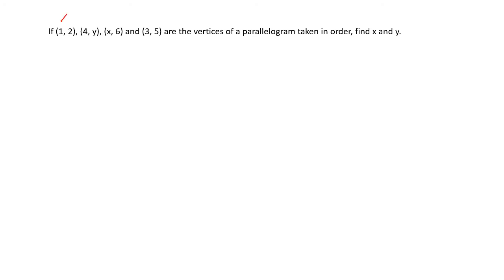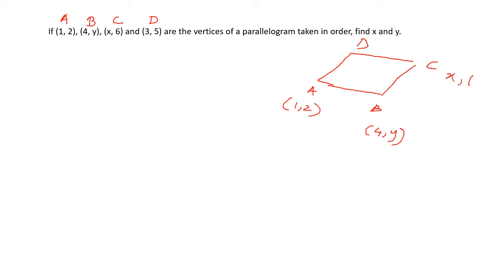See here, I am taking this as A, B, C, D. There are 4 points, and then we have the parallelogram. The parallelogram also I am naming as A, B, C, D. Now A, the point is (1, 2), B is (4, y), C is (x, 6) and D is (3, 5). You have to find the value of x and the value of y. This is the question. These are the vertices of a parallelogram.